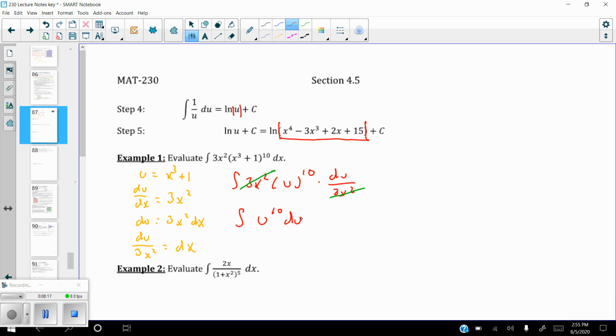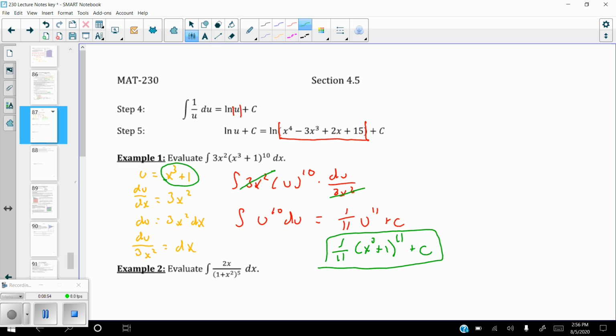Now we simply take the antiderivatives to integrate this thing. So the antiderivative will be 1 over 11 u to the 11th plus c. But again, we didn't start off in terms of u. We need to go ahead and put this thing back into its original x's. So it's going to be 1 over 11, replace u with what it originally was, which was x cubed plus 1. x cubed plus 1 to the 11th power plus c. And that's it.